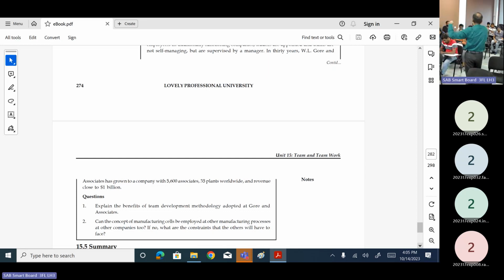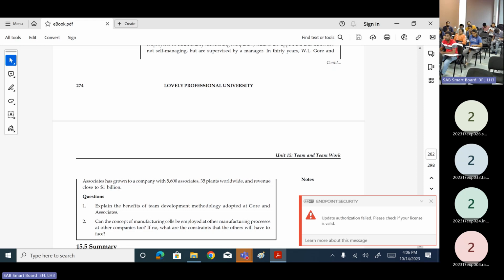Likewise, you can explain some constraints, barriers for other companies to adopt this one, this case. To find a point, you have to go through the paras. Right.